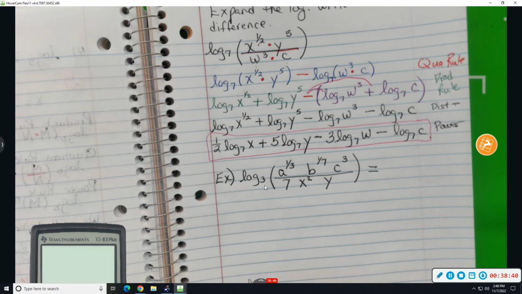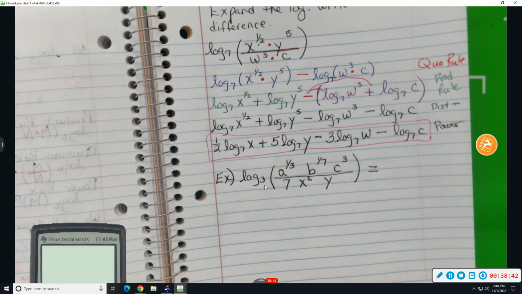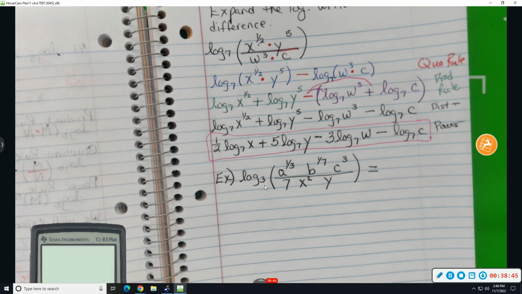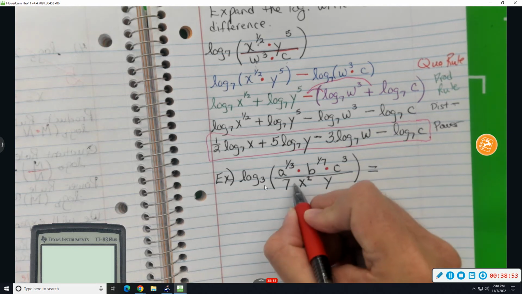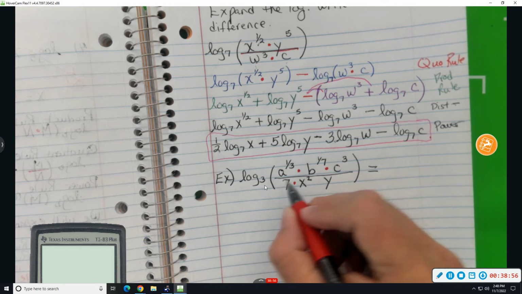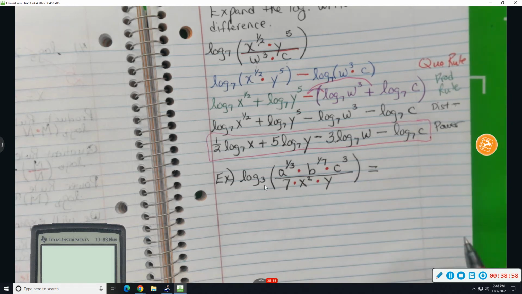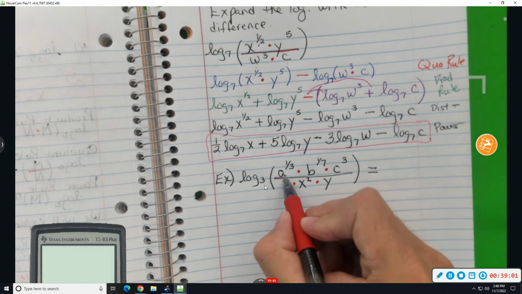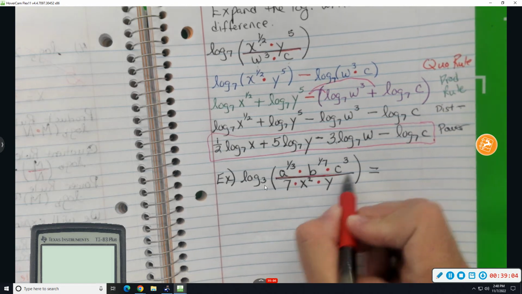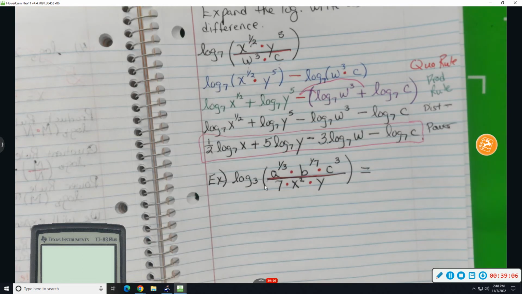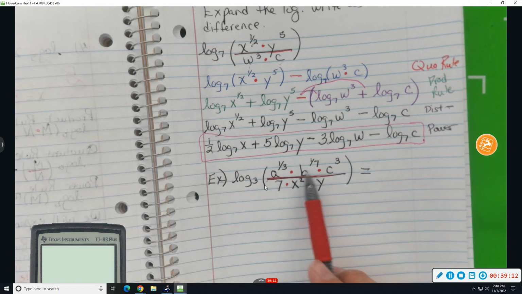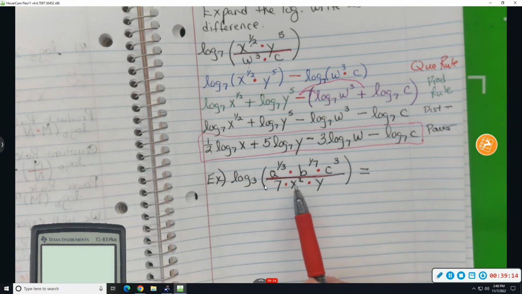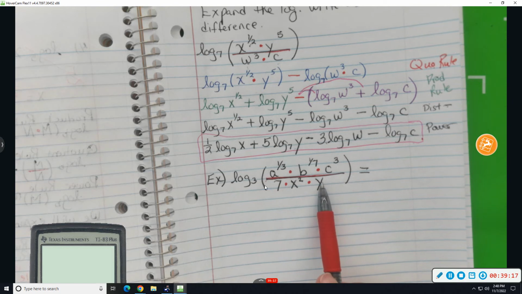Separate logarithms at multiplication and division. I'm going to go through with my red pen and put little dots everywhere I see multiplication. Here, here, here. That's 7 times x squared right there. I'm also going to make my little fraction bar red. The way this gets separated, it's going to separate into 1, 2, 3, 4, 5, 6 logarithms.